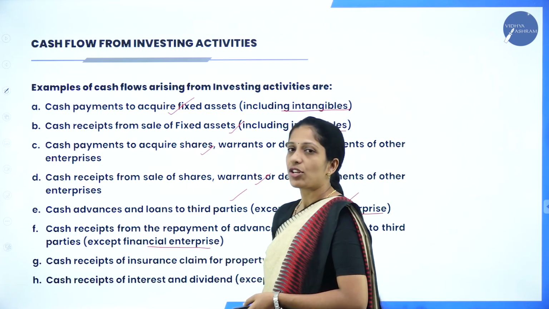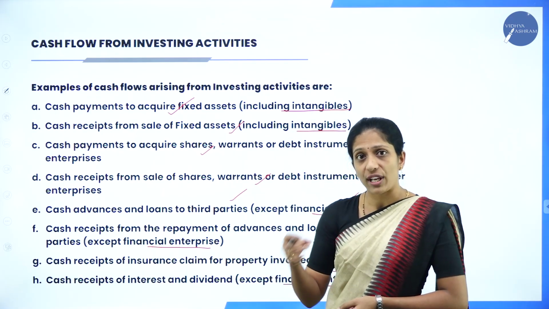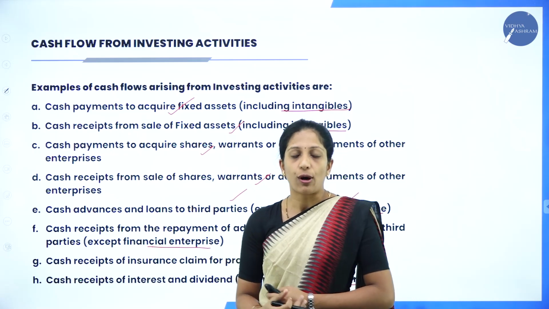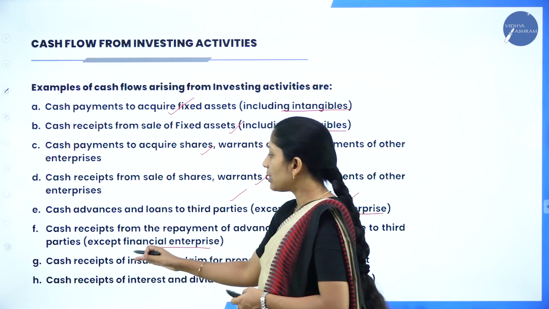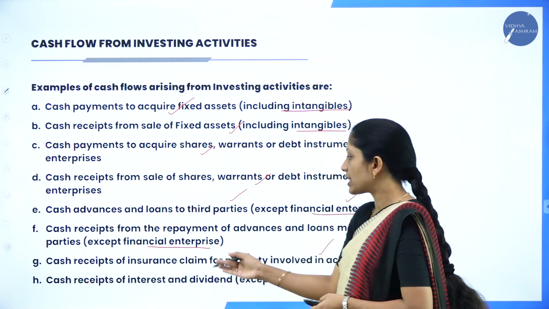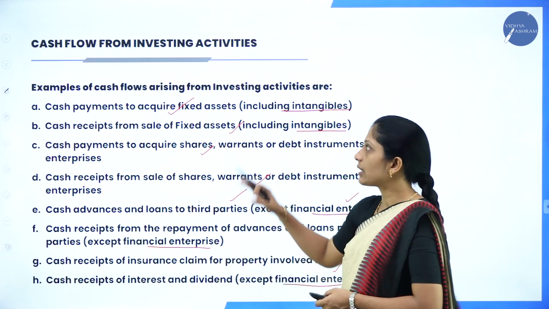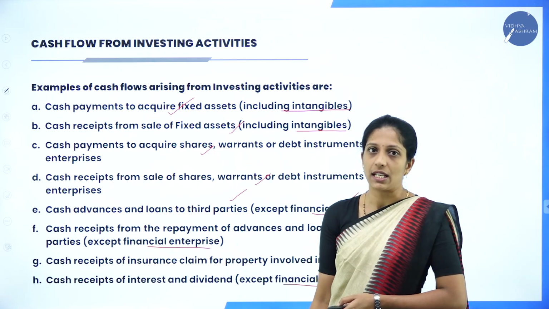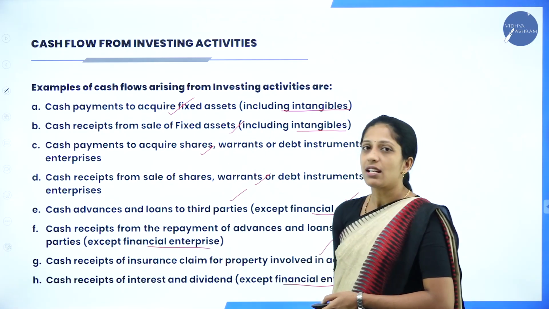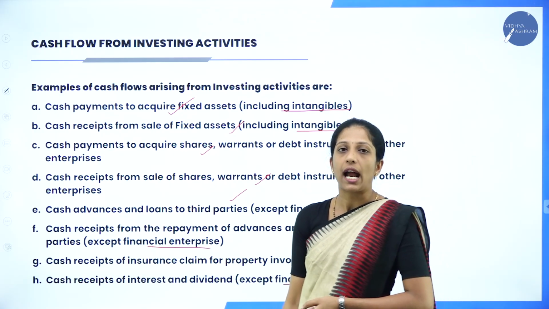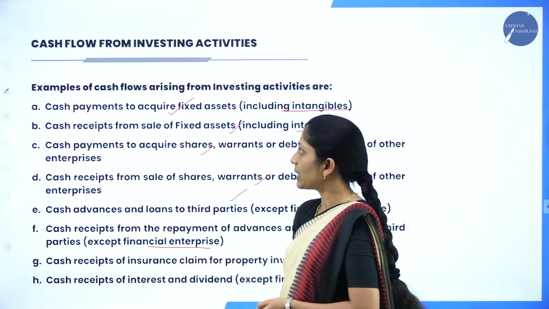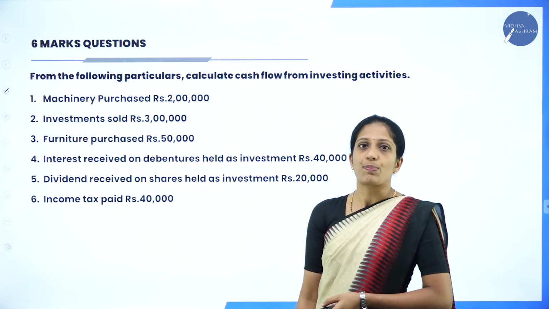So if you receive cash receipts of interest and dividend of a financial enterprise, then it comes under operating activities. Other than that, if there is any cash receipt of interest and dividend, then it comes under investing activities. So hope you are clear about it. So these are the examples for cash flow from investing activities. Now let us see the 6 marks problem directly.